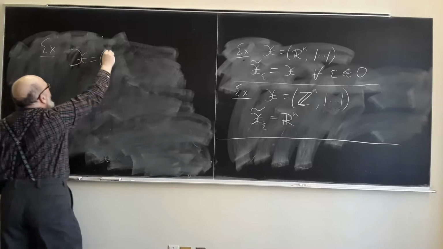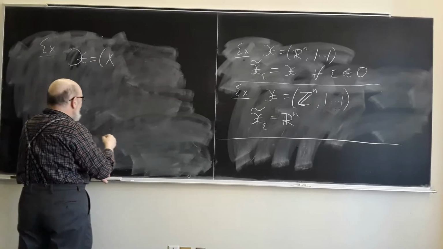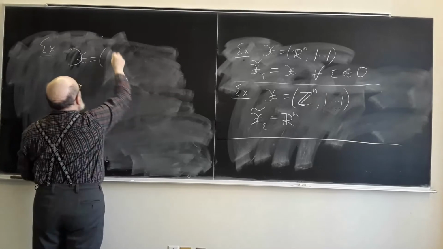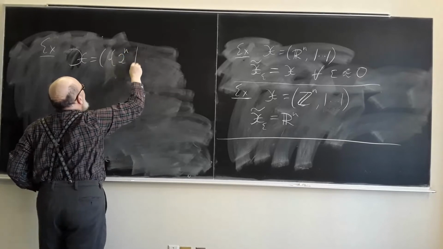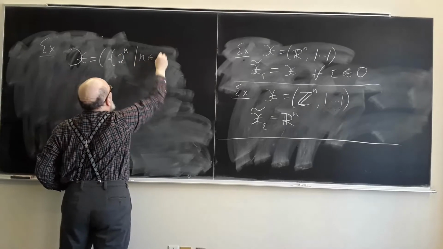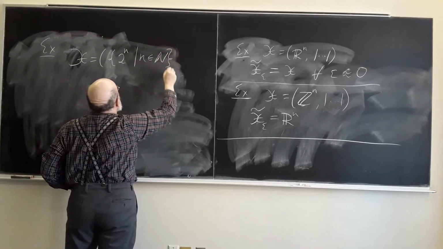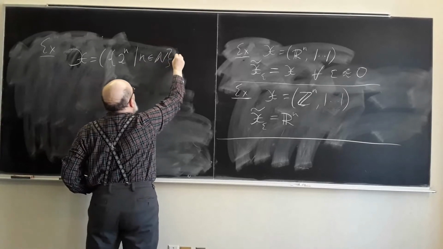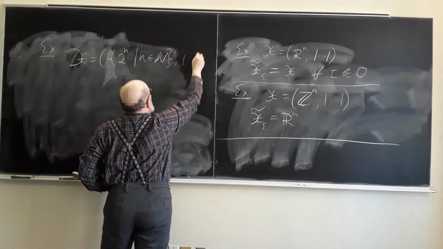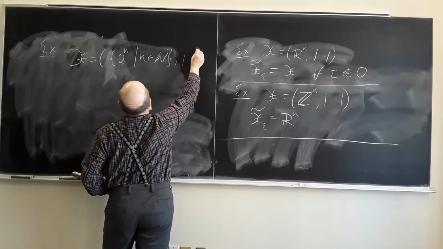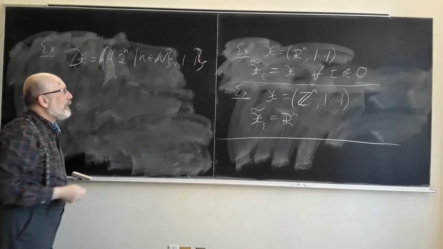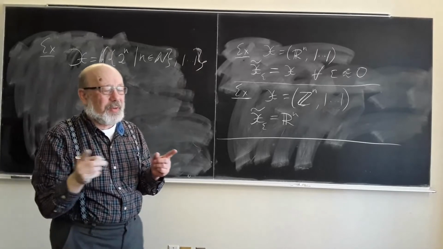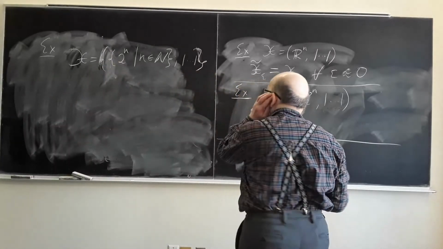X equals here the set 2 to the power n. And the distance is the same distance on the real line. So just the absolute value of the difference between the numbers.